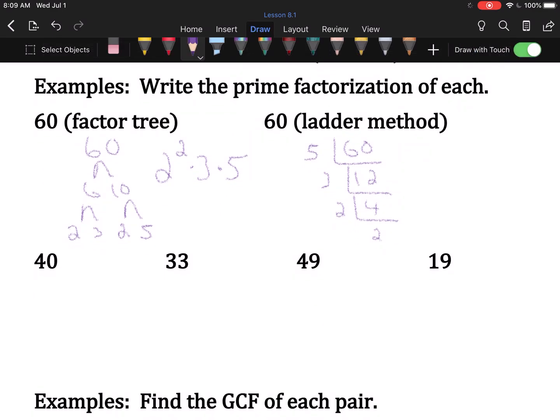These numbers, you can use whatever method you like. When I see 40, I'm thinking 2 and 20. 20 is 2 and 10. 10 is 2 and 5. So that is 2 cubed times 5. 33 is 3 times 11. And that's all you can do with that. 3 and 11 are both prime. 49 is 7 times 7. So that's 7 squared. And 19 is prime. We can't break it down anymore.